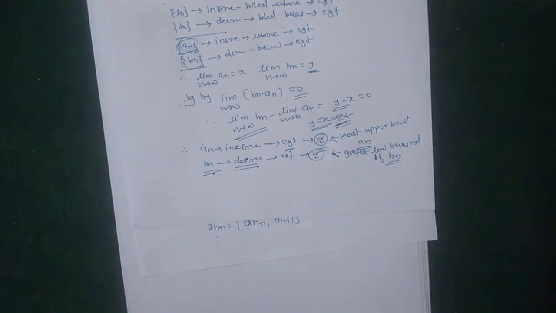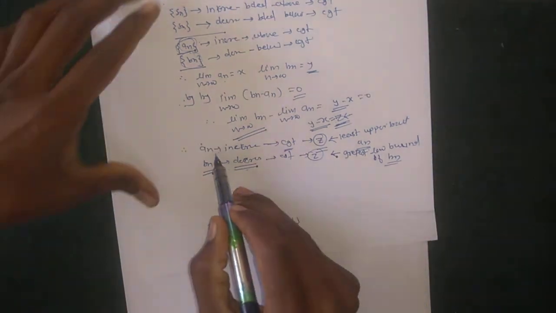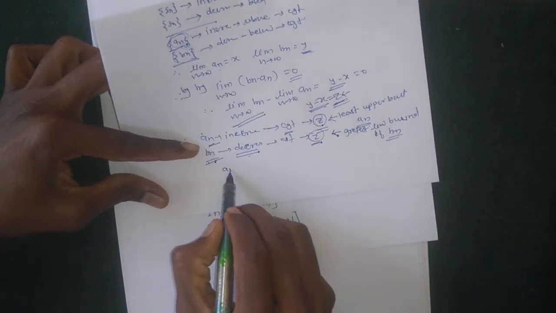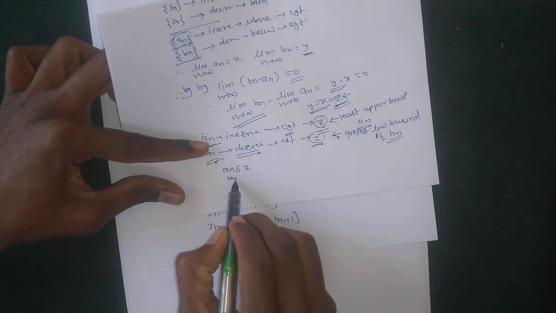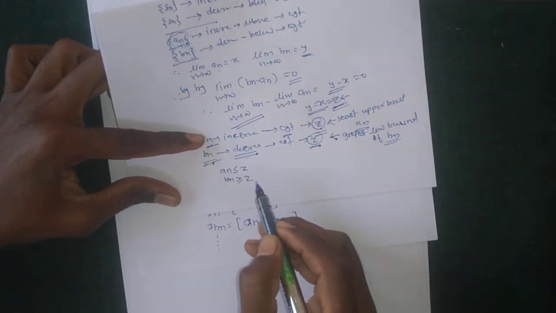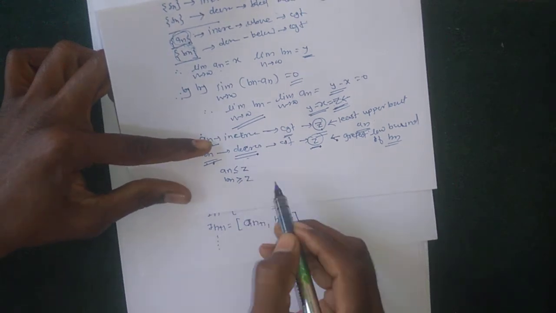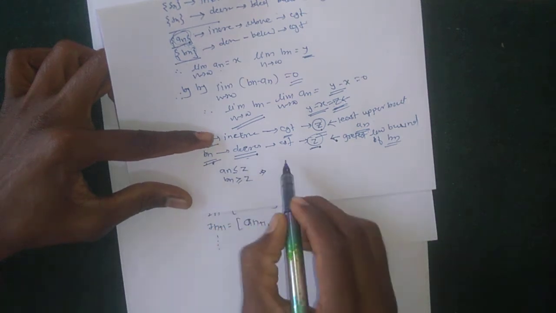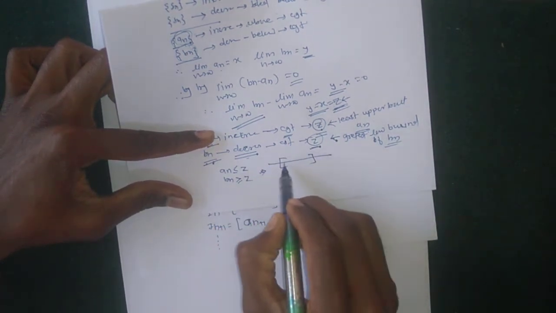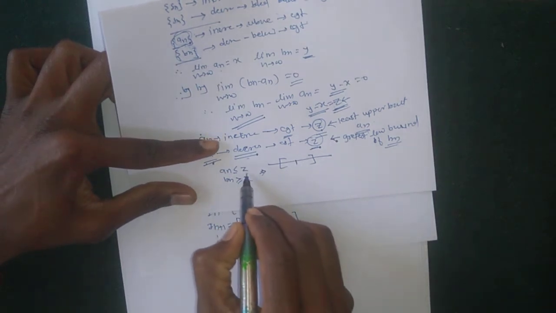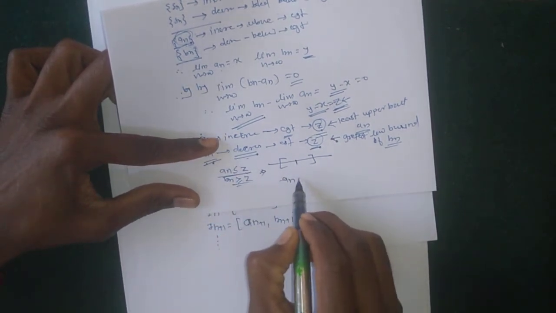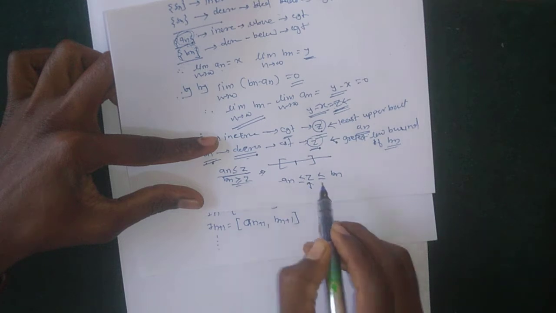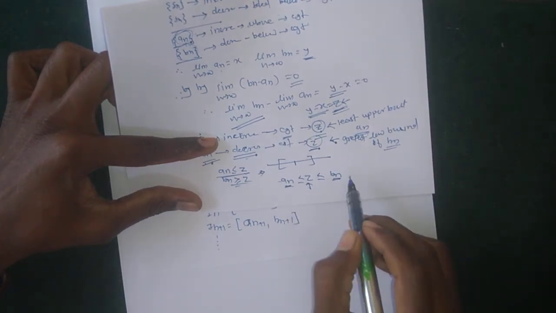Therefore an has least upper bound z and bn has greatest lower bound z. That is, an is less than or equal to z and bn is greater than or equal to z. So z lies in between: an is less than or equal to z and z is less than or equal to bn. That is, z lies in the interval an, bn.